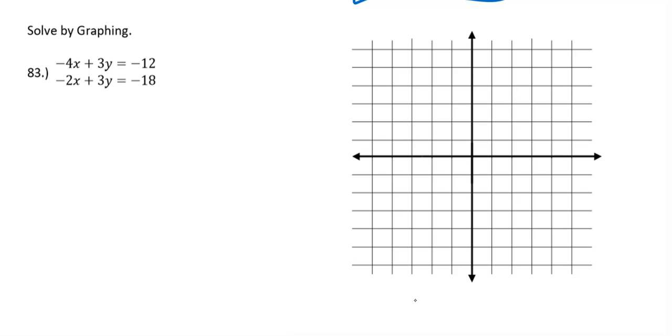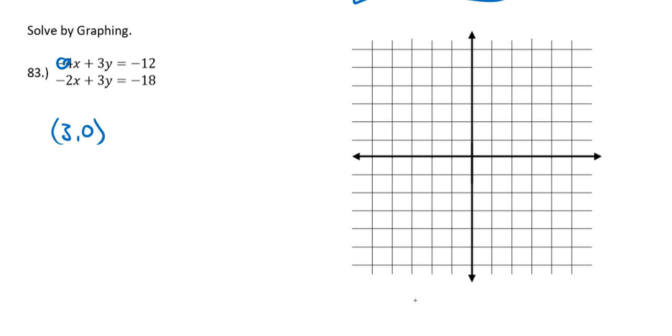If I look at this one, it says to solve by graphing. And so I'm just going to graph each of these. If I were to graph that first one, because it's in standard form, the easiest thing to do is find the x and the y-intercept. So right here, to find the x-intercept, I plug a 0 in for y. So that gives me when I divide each side, that's a positive 3. So it's 3, 0.